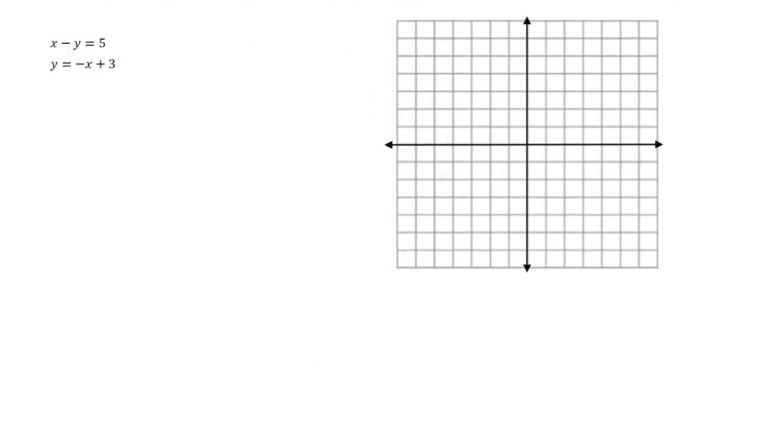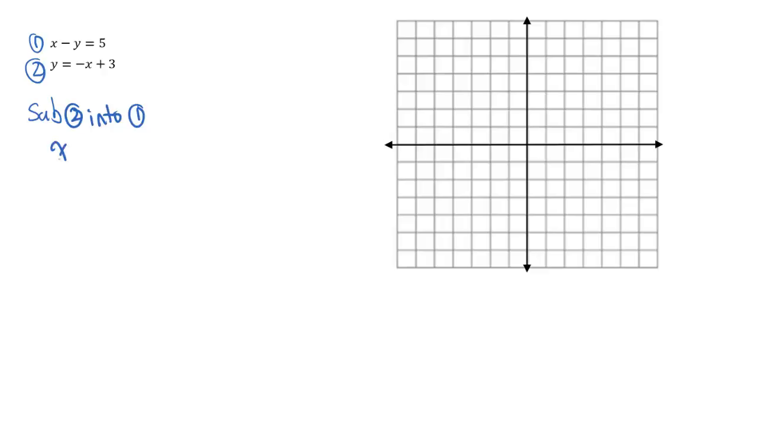Here we have a system: x minus y equals 5, y equals -x plus 3. Now I could use elimination again, but I noticed that I have y equals -x plus 3. This is already in a good form to do substitution. So what I'm going to do is label my equations, and I'm going to substitute 2 into 1.